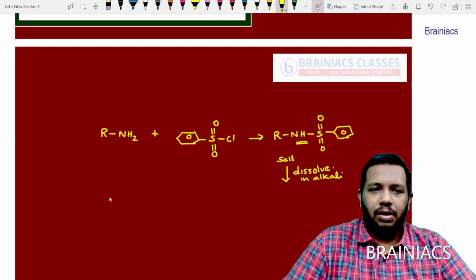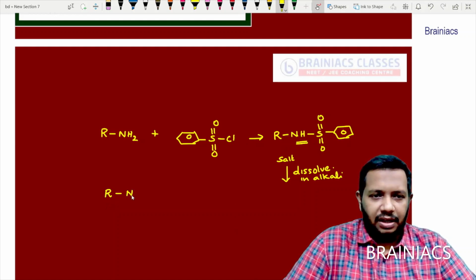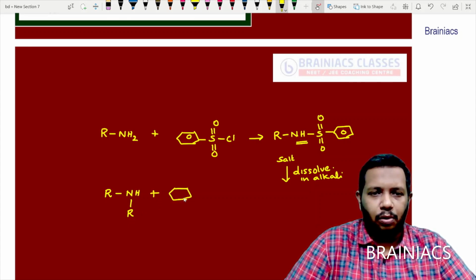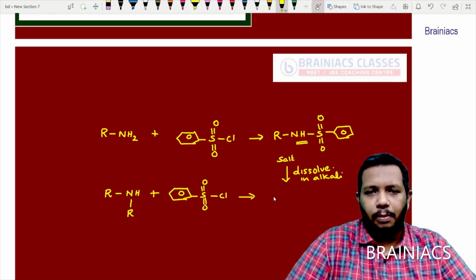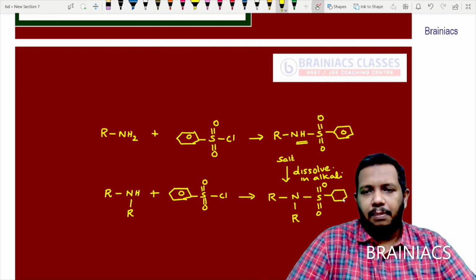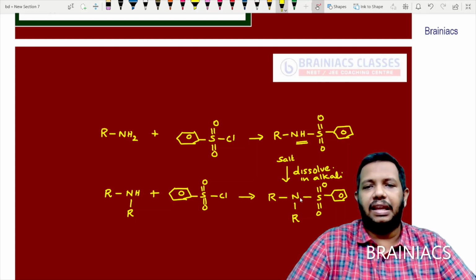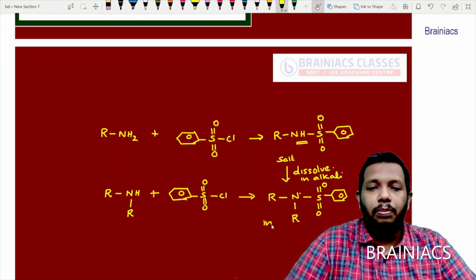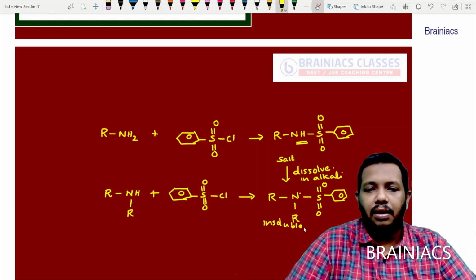Now the question here is, sir, what will happen if I am taking a secondary amine? So with a secondary amine, the case is totally different. It will react with the benzene sulfonyl chloride, there is no doubt in that. But the problem here is, after reacting, it will form another compound, something like this: RNR, then the benzene ring like this. But here the problem is, to dissolve in alkali, it does not have a hydrogen present. So the problem is it is insoluble in alkali.